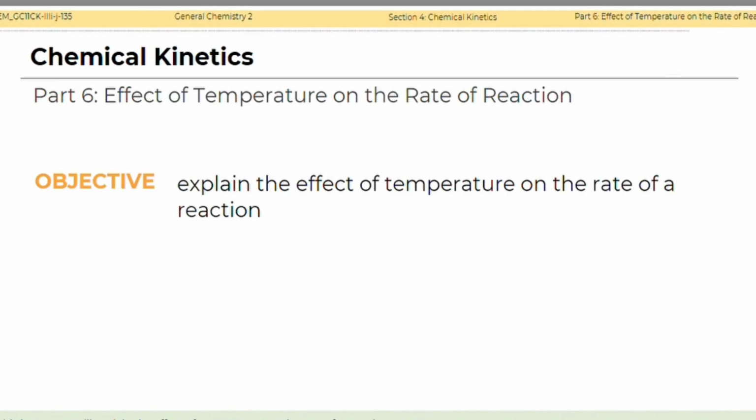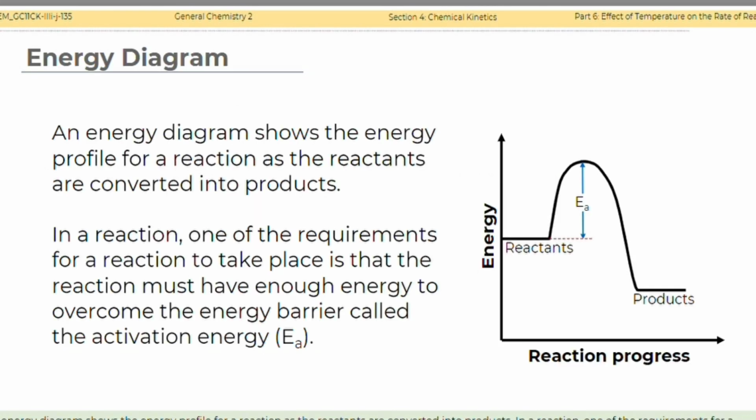In this lesson, we will explain the effect of temperature on the rate of a reaction. An energy diagram shows the energy profile for a reaction as the reactants are converted into products. In a reaction, one of the requirements for a reaction to take place is that the reaction must have enough energy to overcome the energy barrier called the activation energy.